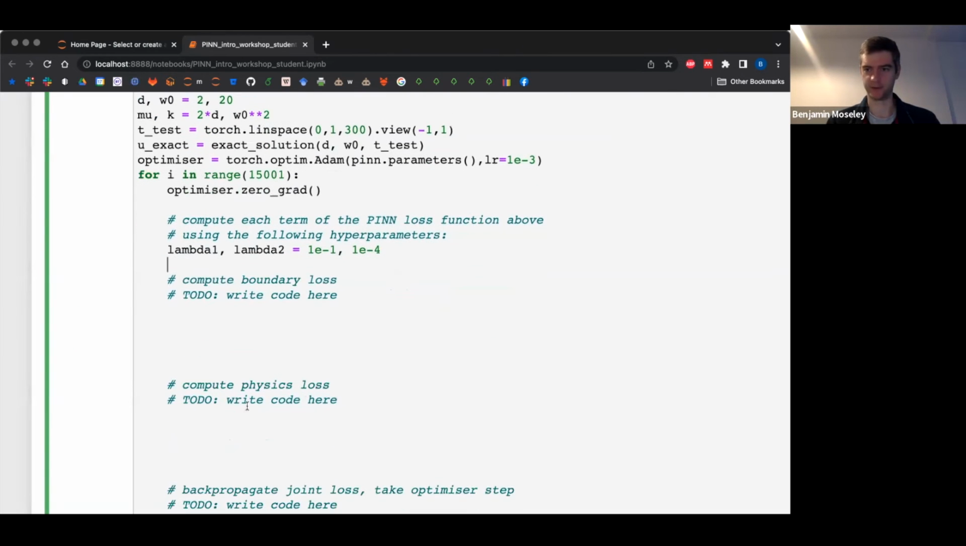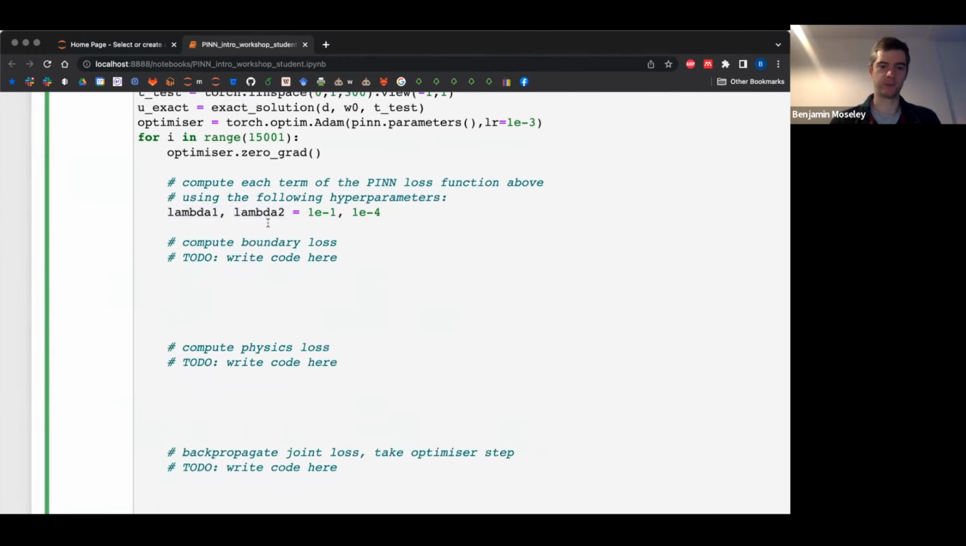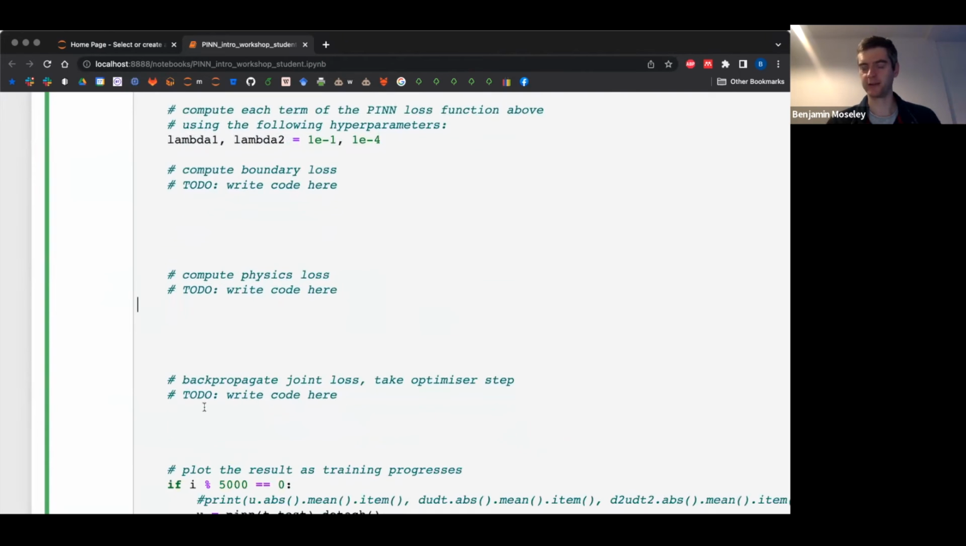And then we're into the main training loop. There's a couple of things that we need to define here now. Firstly, I've already hard coded in what these lambda hyperparameters, balancing the different terms in the loss function, are. I selected these by hand, but of course you would have to do that too if you had a new problem. What we're going to write here is we're going to evaluate the boundary loss, and we're also going to evaluate the physics loss. And then we're going to backpropagate and update the weights of our network. And these are the 3 key steps that we need to do.